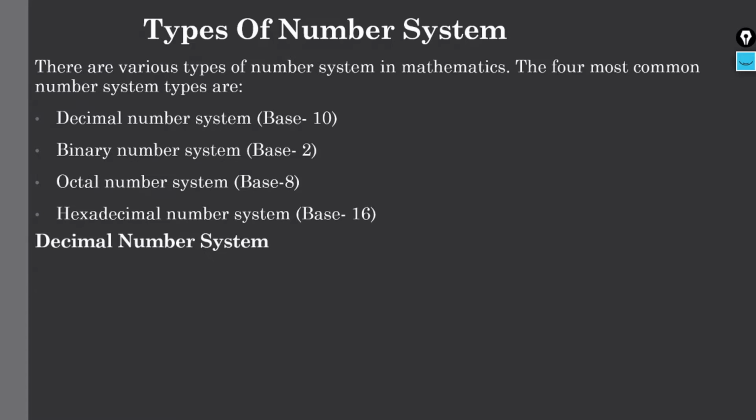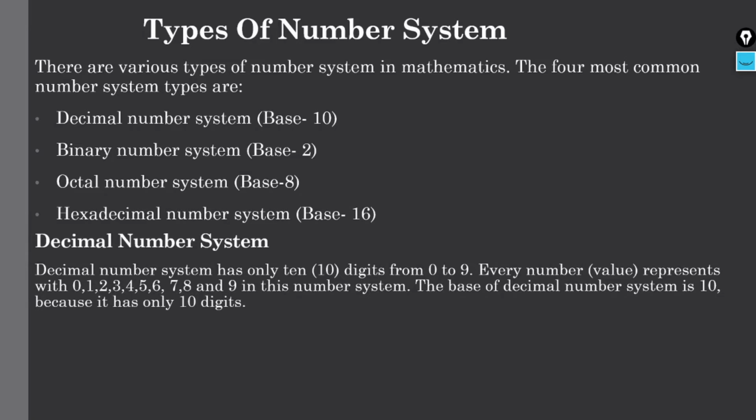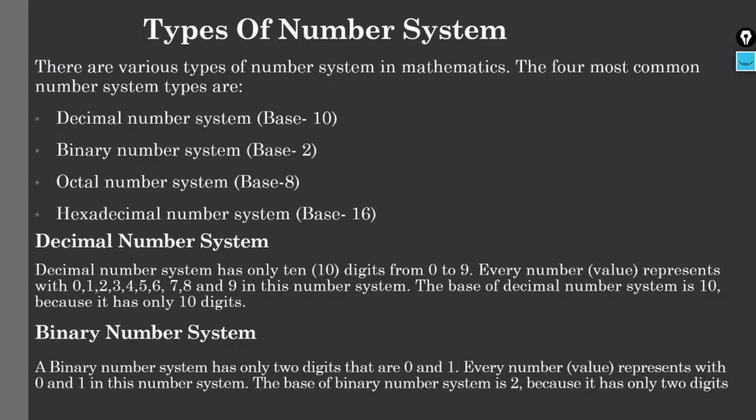Moving forward, we have our decimal number system. The decimal number system has all the values from 0 to 9, in total 10 values. That is why it has its base as 10. Then we have the binary number system. The binary number system is understood by the computer, and it has only two values, that is 0 and 1. That is why it has its base as 2.